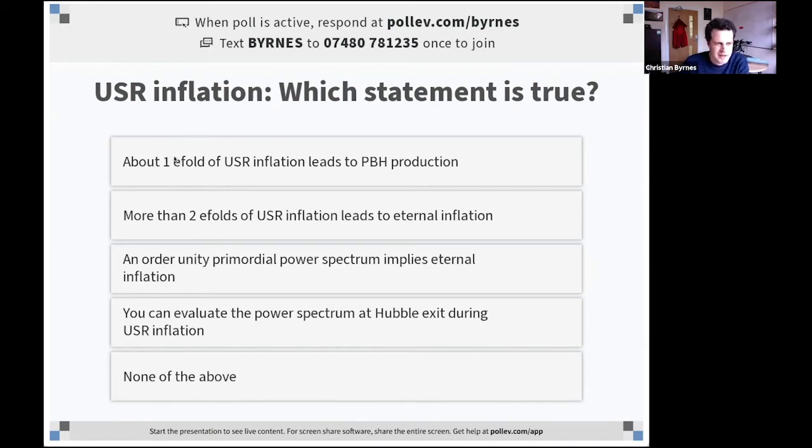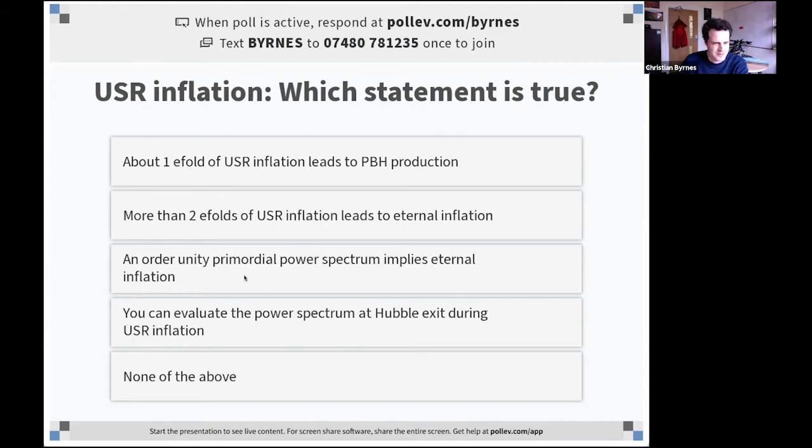So let's talk about each option. So about 1 e-fold of ultra-slow roll inflation. You need more than that. So you need about 2.3 e-folds of ultra-slow roll. Okay, the power spectrum was growing like e to the power of 6 times the number of ultra-slow roll e-folds. You need it to grow by about 6 orders of magnitude, 6 or 7 orders of magnitude. Then to produce eternal inflation, you need about 3.5 e-folds. So the first 2 are wrong, although they're not very wrong.